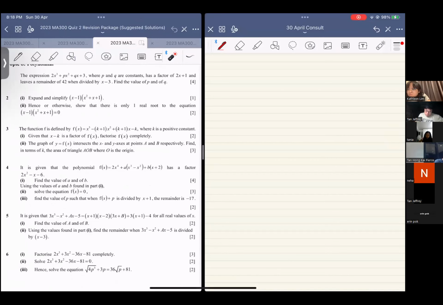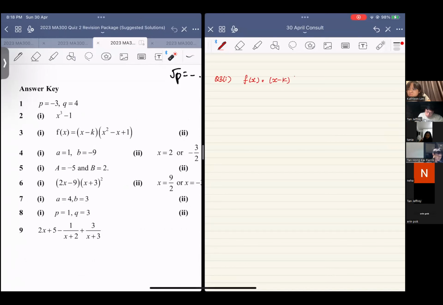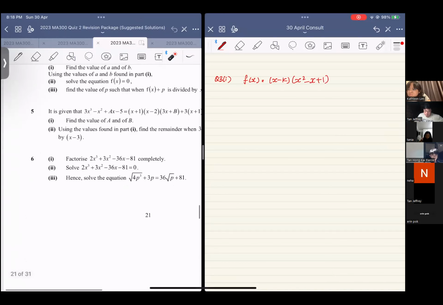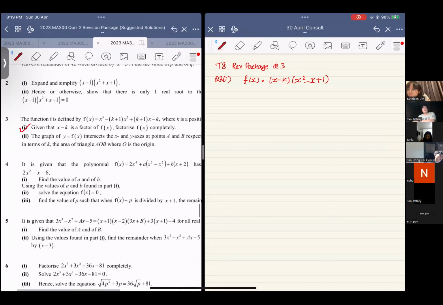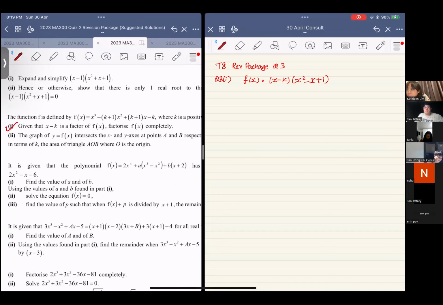Okay, so this one is done. The graph of y equals f(x) will intersect the x and y axis at points A and B. If I'm interested in finding A and B, point A is the x-intercept, since it intersects the x-axis. To find the x-intercept, we substitute y to be 0. So I'm literally substituting f(x) to be 0.